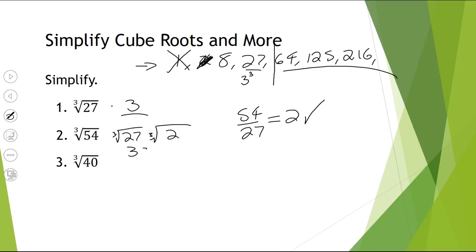And the cube root of 2, like that 6 in the last slide, is just a remainder. We can't simplify it, so we're going to leave it the same. So there's your simplified answer, 3 cube root of 2. We can do the same process with the cube root of 40.